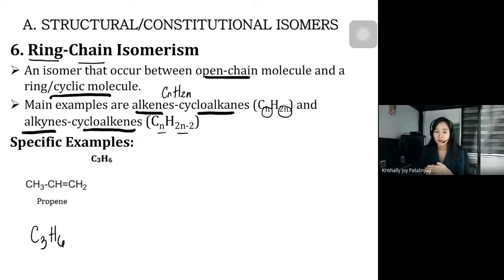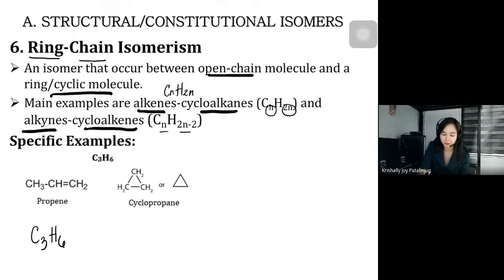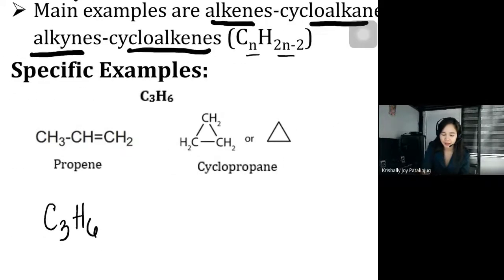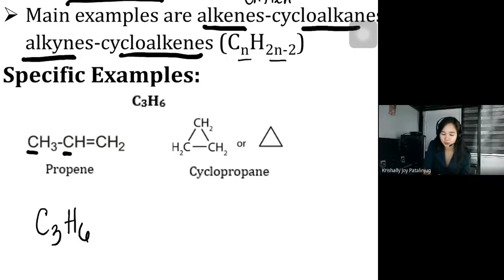Cycloalkane, three carbons present in a ring. Okay, very good. Cyclopropane. You just have to convert it to its equivalent cycloalkane. So, a three-membered ring in cycloalkane is cyclopropane. Right? If you check the number of carbon atoms for propene, it is 3. How many hydrogens? 3 plus 2, then 1, 6.